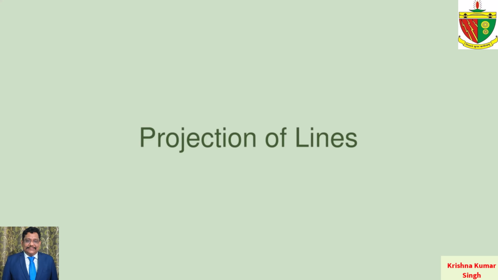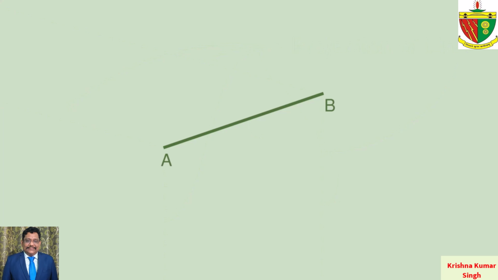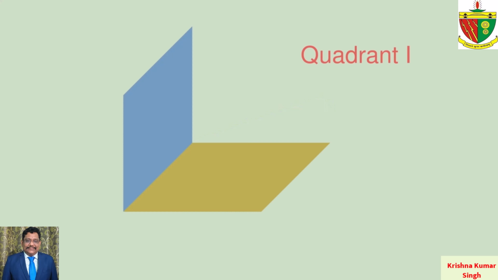Projection of lines. In this video, we will discuss how to draw the projection of lines. Now let us consider a line. Let's name the two endpoints as A, B. Let us see the possibilities of a line in the first quadrant.